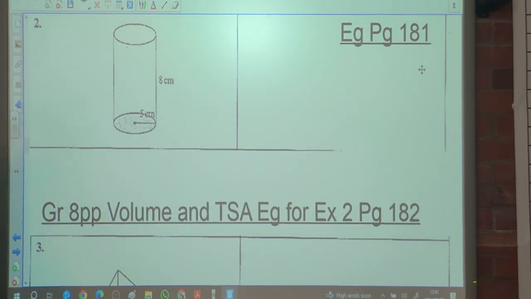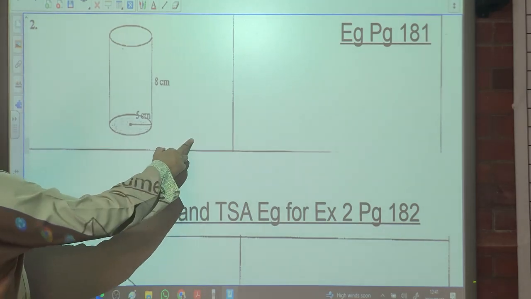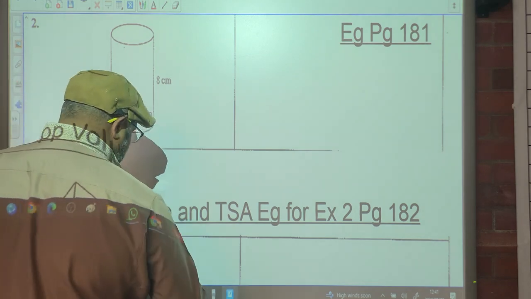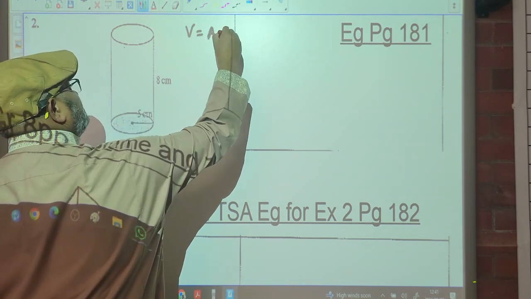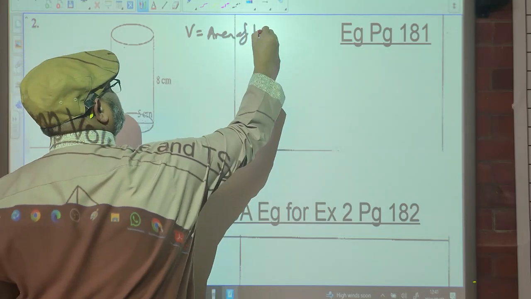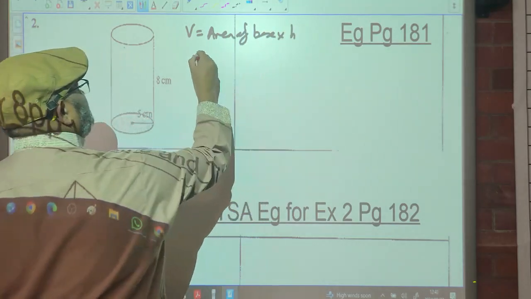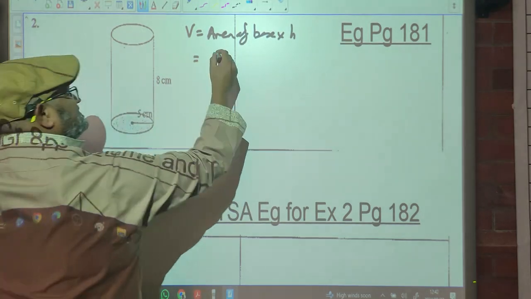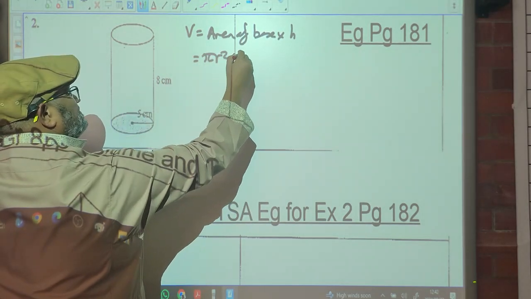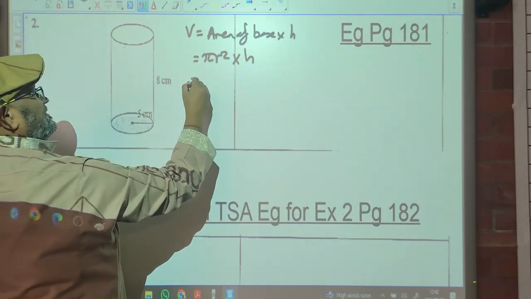The next one, what type of shape is this? Cylinder. Right, so let's go. The volume is equal to area of base times height. What type of shape is this base? Circular base. How do you calculate the area of a circle? Pi r squared times height.